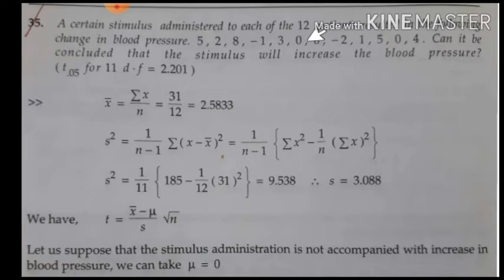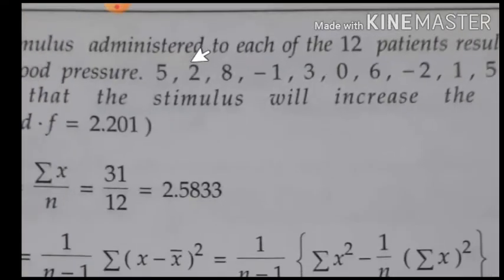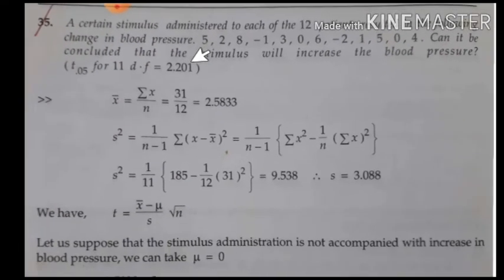Since the data is only 12, we apply the t distribution. And here the number of data they have given is 12. So 12 minus 1 is 11, the degree of freedom. The table value at 5% level of significance we need to find.